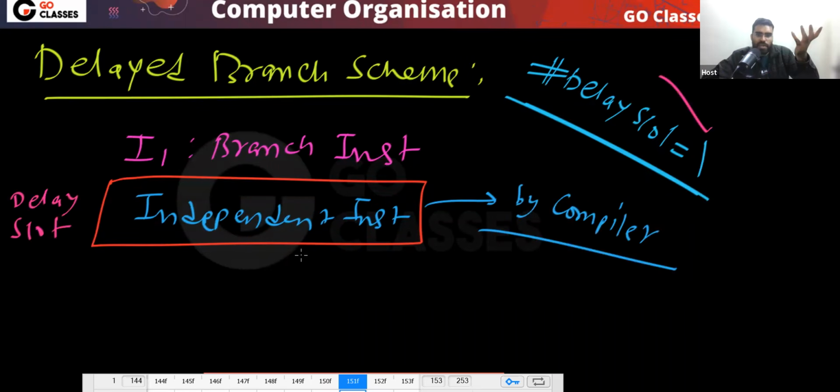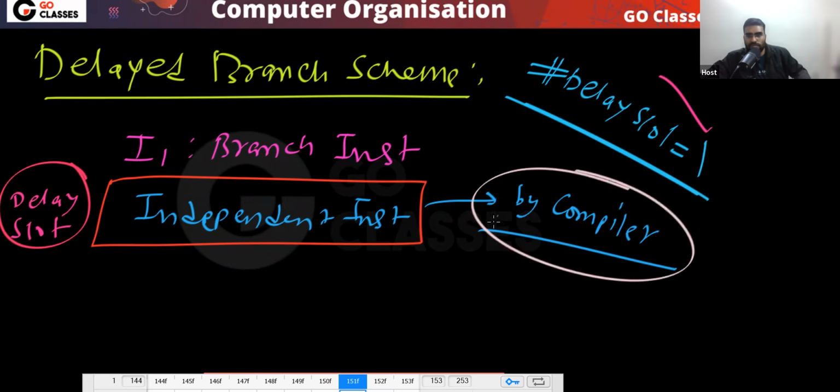Because we are resolving the branch in the second stage. In our classical RISC pipeline, in our MIPS pipeline, we resolve the branch in the ID stage. That is the reason only one unwanted instruction can come into the pipeline, so you have only one delay slot. This is your delay slot. What delayed branching says is that in this delay slot, the compiler will put some independent instruction.